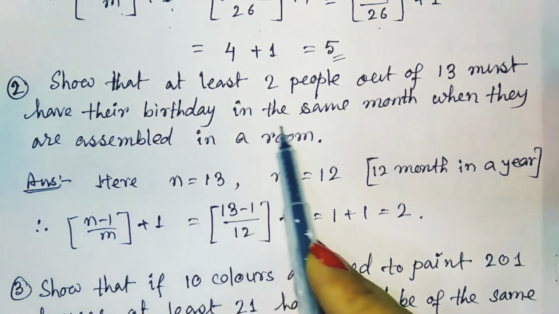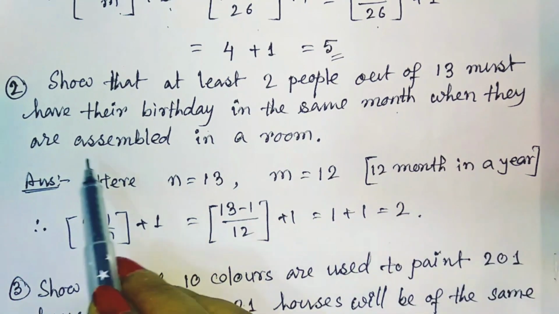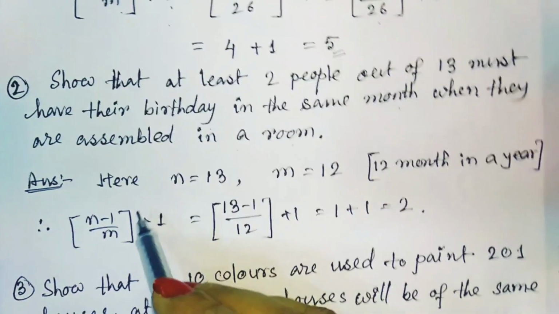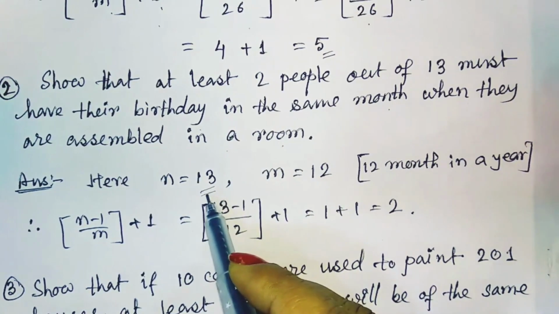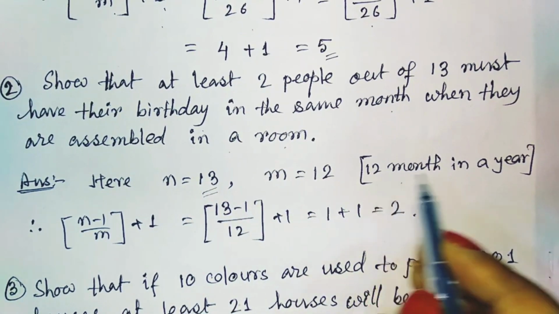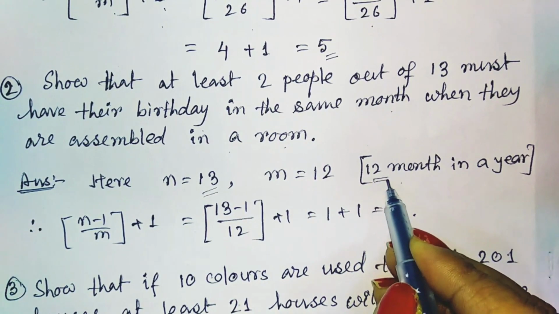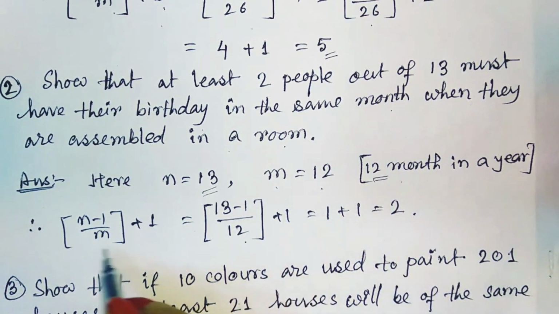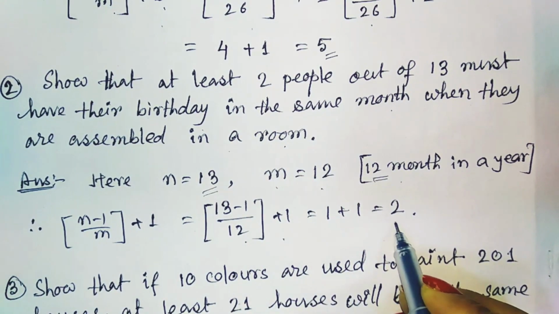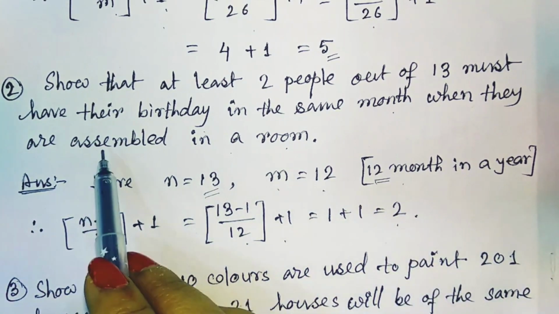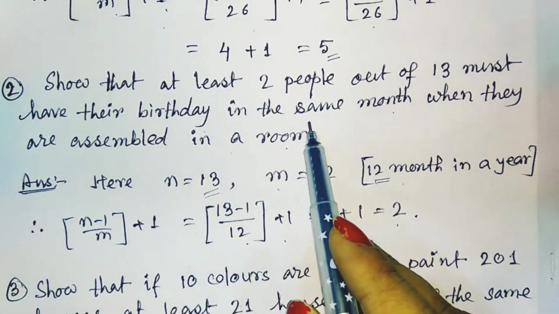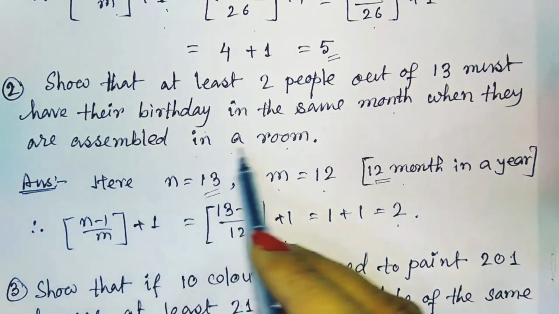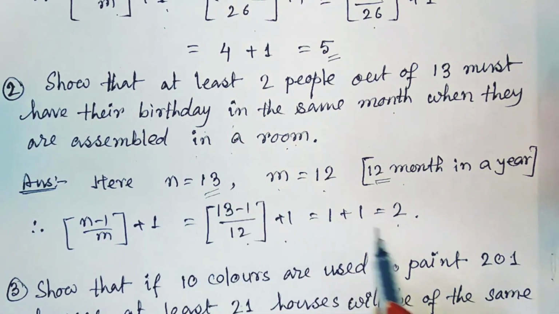Similarly, the second problem is to show that at least 2 people out of 13 must have their birthday in the same month when they are assembled in a room. So here the given total number of people is 13. In a year there are a total of 12 months, so m is equal to 12. According to the principle we will find this value is 2. Hence the answer is that there are 2 people who have the same birthday month when they are assembled in a room.